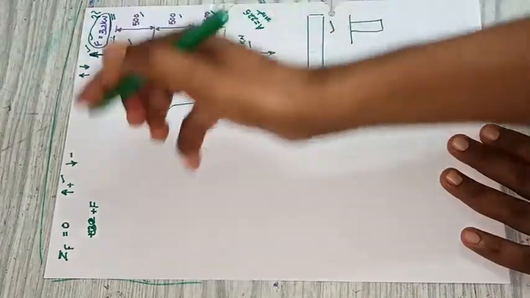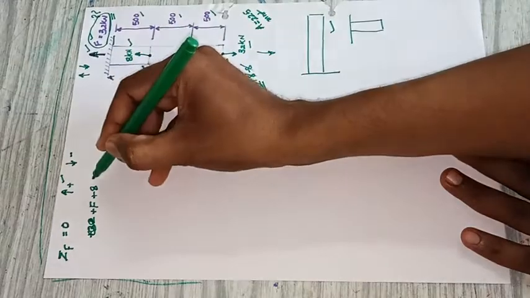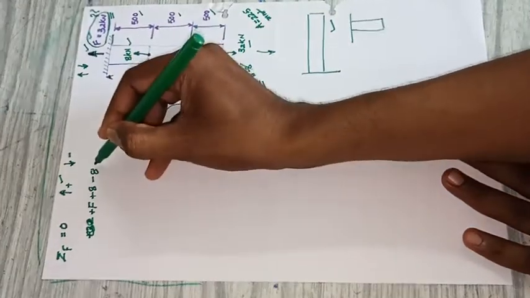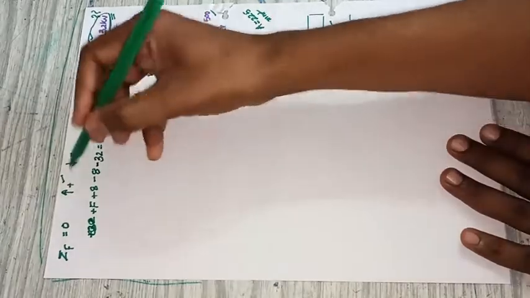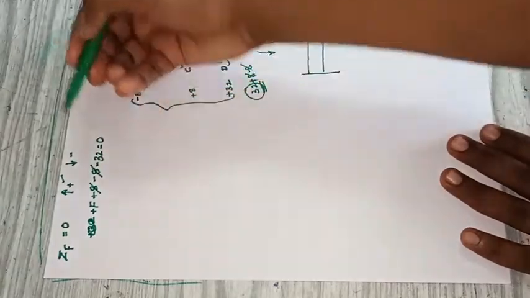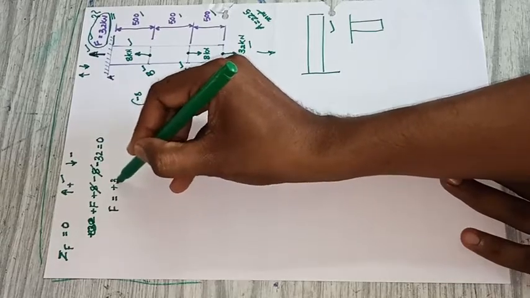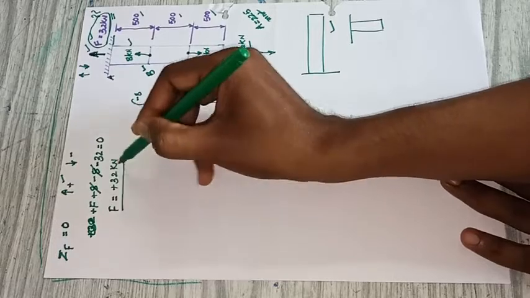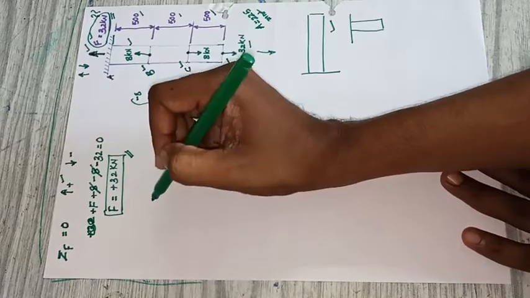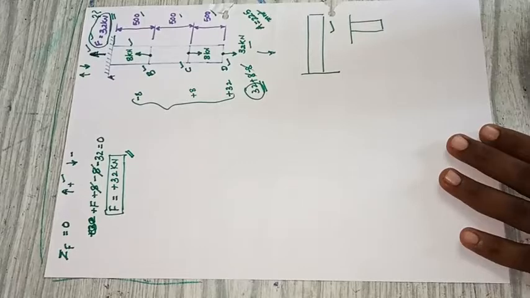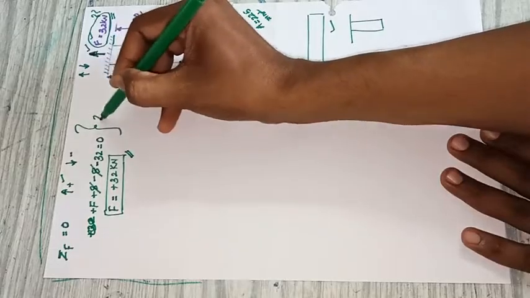Then 8 is acting upward, it is +8. Then comes the downward force, that is -8. Then comes -32, equal to 0. The 8 and -8 get cancelled, and I will take this 32 to that side. Therefore F is 32 kilonewton. The reaction force acting at the end where the contact is there, the magnitude is 32 kilonewton.